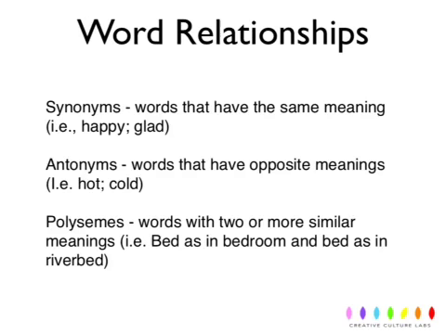Word relationships are also important, as you have learned and as you will teach your students. Synonyms, words that have the same meaning and may be replaced by one another in most cases. Happy and glad are an example. Antonyms teach opposite meanings as well. Polysemes, words with two or more similar meanings, as we can see with the word bed in bedroom and bed as in riverbed.